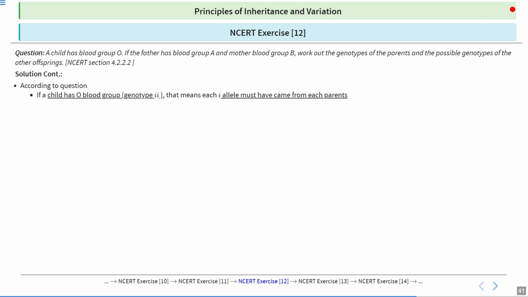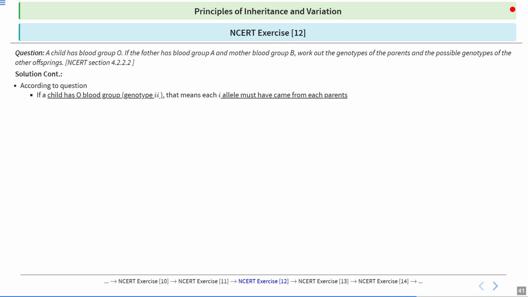Okay, clear? So if the offspring, if the child has blood group O, then it has two small i alleles. It is homozygous for small i. So both of the parents must have at least one small i in their genotype.